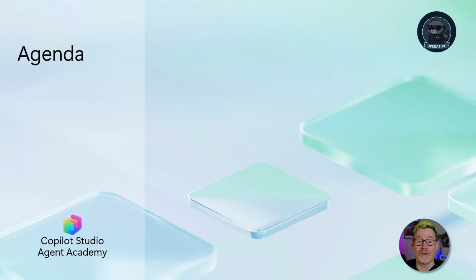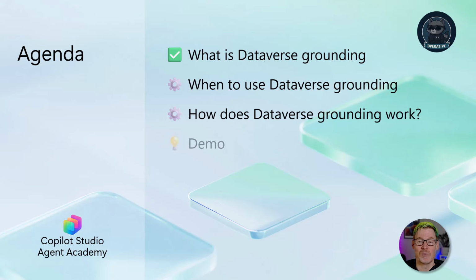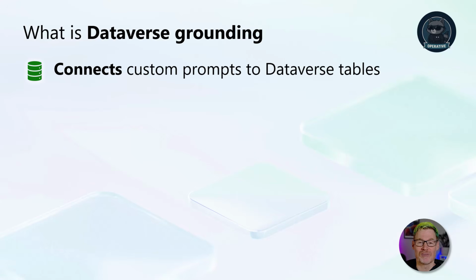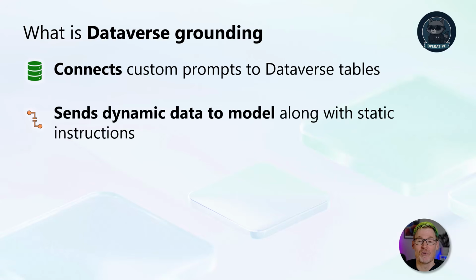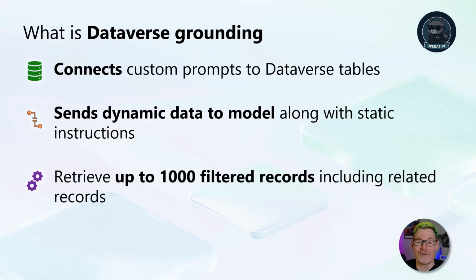We'll look at what Dataverse grounding is, when to use it, how it works under the hood, and then we'll walk through the mission. So what is Dataverse grounding? Grounding is when you give a prompt access to a trusted data source. In our case, that means connecting a custom prompt to one or more Dataverse tables to match against job roles without having the job roles stored statically in the prompt.